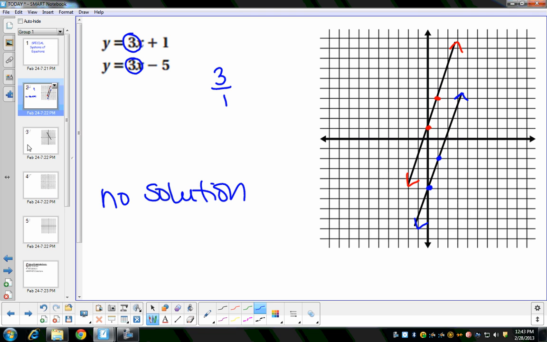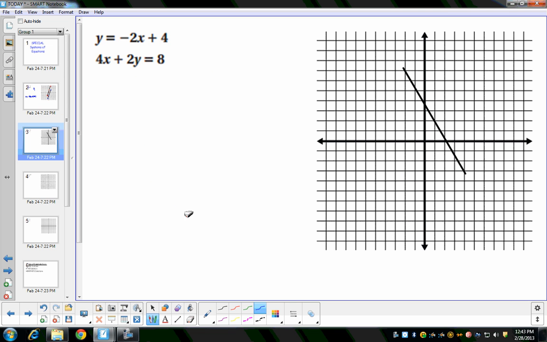Now let me give you a different scenario. Let's say we have these two equations: the top one is y equals negative 2x plus 4, and the bottom equation is 4x plus 2y equals 8. Let me graph the top one. The y-intercept is 4, 1, 2, 3, 4. The slope is negative 2, which is like negative 2 over 1, so I'm going to go down 2 over 1 and put a dot. Connect the dots. Here is my line. This is the graph of the first equation.